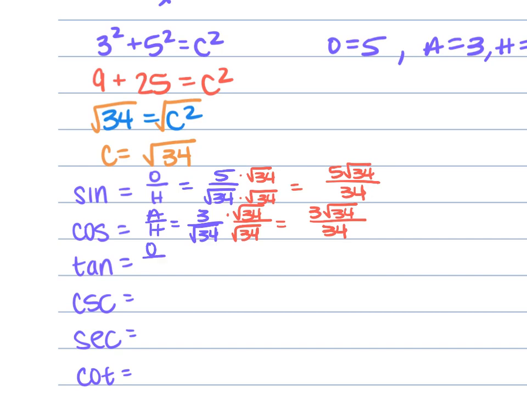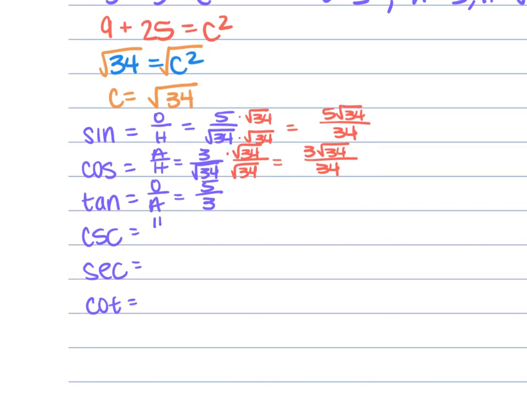Tangent is opposite over adjacent. So opposite is 5, adjacent is 3. Your cosecant is hypotenuse over opposite. So that's going to be the square root of 34 over 5. For secant, you have hypotenuse over adjacent. So that's the square root of 34 over 3. And then cotangent is adjacent over opposite. So that's 3 over 5.